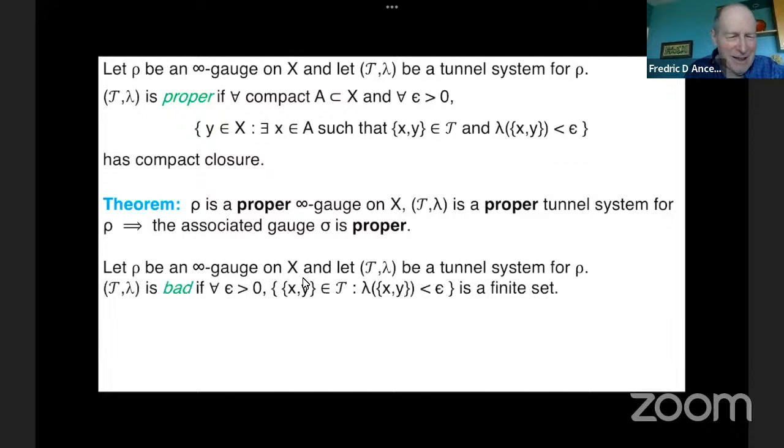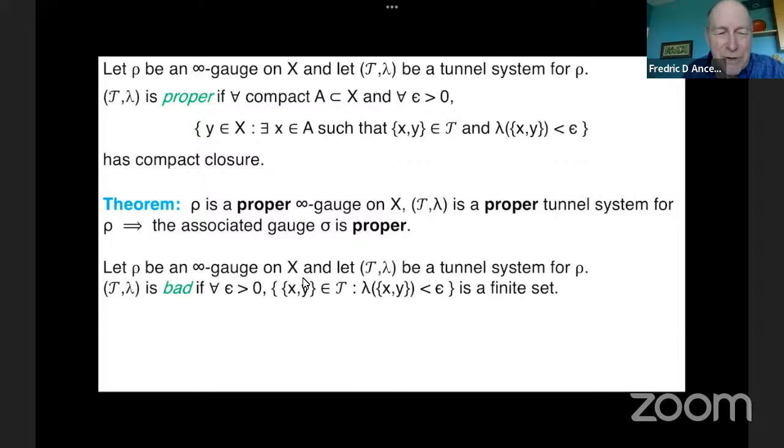Okay, so now I had introduced this notion before. What is a bad tunnel system? Well, a bad tunnel system is one where, if you look at the set of elements of the tunnel that are distance less than epsilon, that's a finite set. So this is a pretty restrictive condition. And the reason I've called it a bad tunnel system is it's very inefficient.